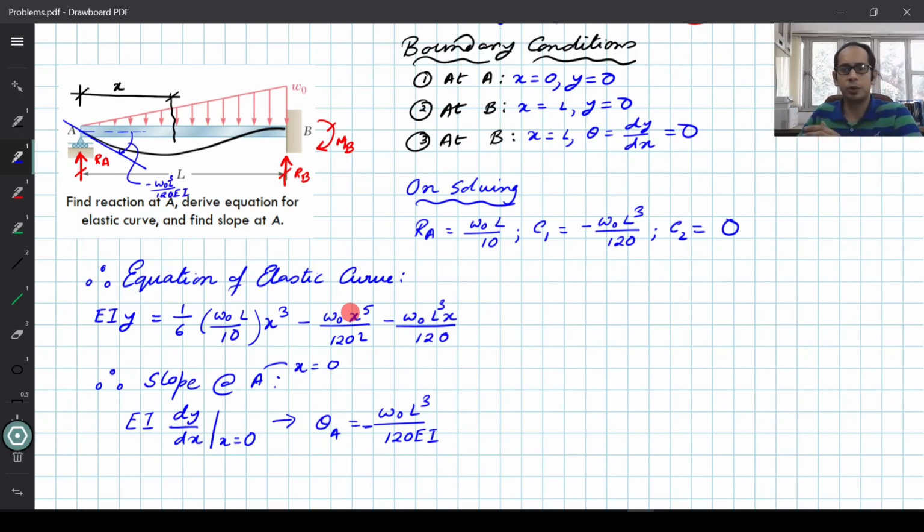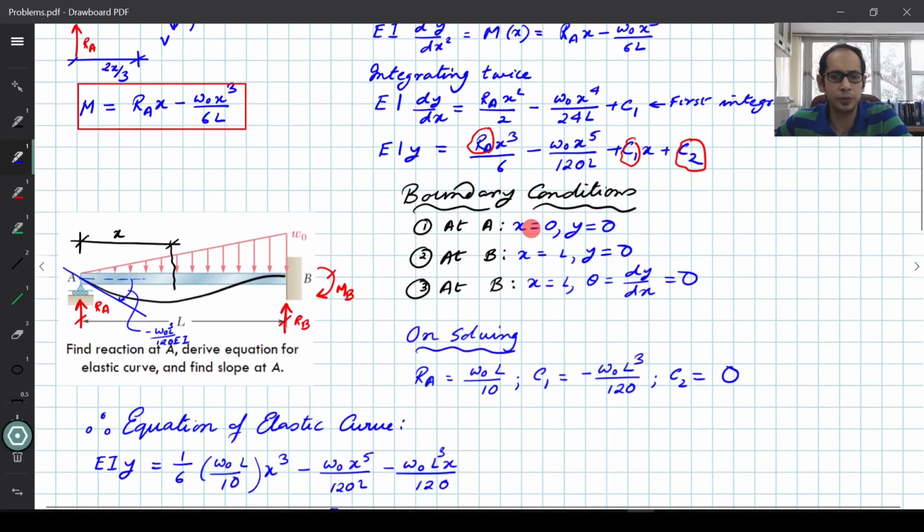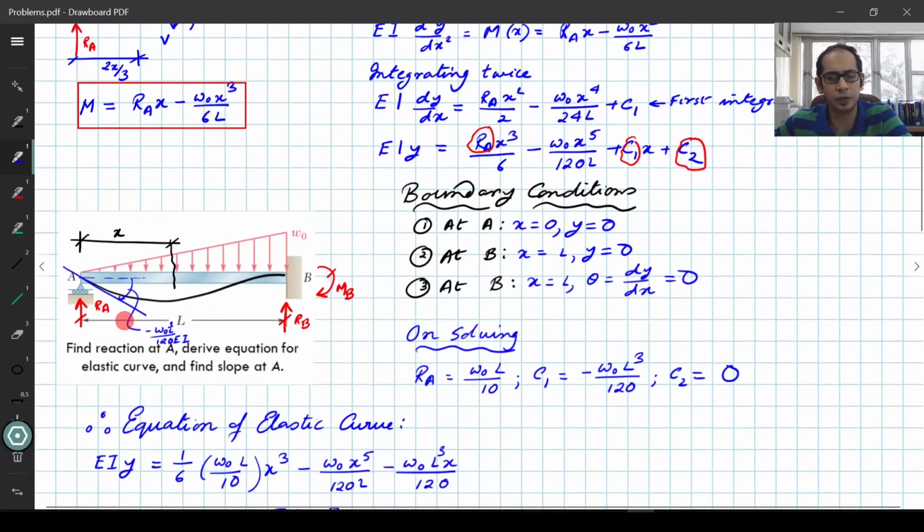I hope this problem example was clear to you, how we used our concepts of deflection of beams to find the unknown reaction as well as the deflection or the slope at different points of interest in the beam. Again, just to remind you, this was easy to do because you had one continuous equation for the moment that is valid across the length of the beam. If you have intermediate disturbances like a point load or a point moment and so on, then it becomes complex. You have to use some continuity conditions and so on.